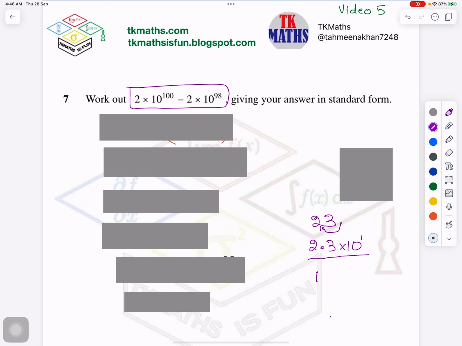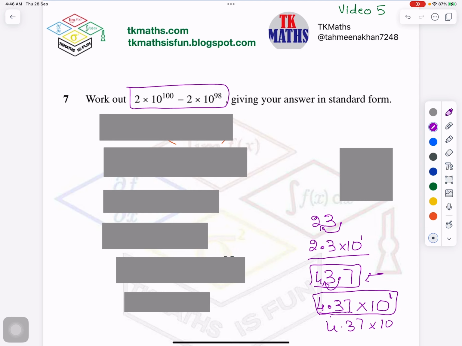If I have, for example, 43.7 and I want to change it into standard form, so this decimal should be here, right? So I should have this number like this, but I have to multiply it by 10 power something so that I do not change the original number. The value of the number is 43.7. I can't just leave it like 4.37. So if I write into 10 power 1, which means 4.37 times 10, which will become 43.7. So that is fine. So this is my standard form of 43.7.